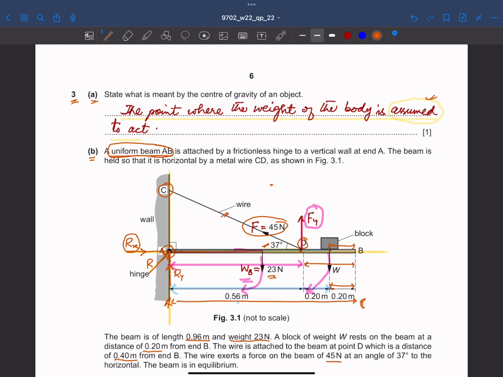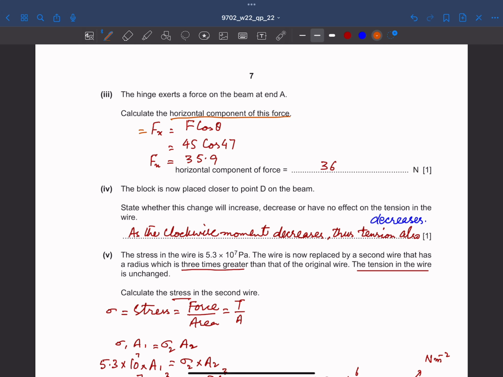Which is nothing but equal to this force, which is Fx. So be careful that I am writing in this way, that this is Rx, which is equal to Fx, and ultimately you know that Fx is equal to F cos theta. So the value you are getting is 35.9, and simply you can say that the horizontal component is nothing but 36.